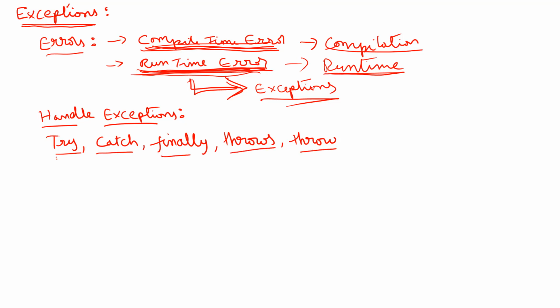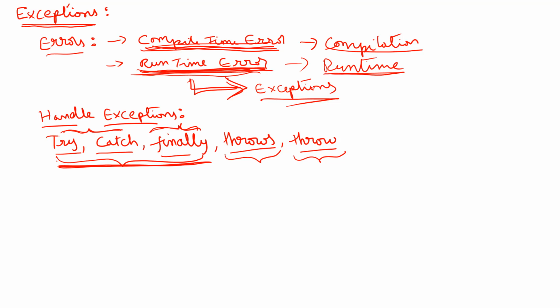Out of these 5 keywords, these 3 belong to one group, and these two belong to another. Out of the first group, try and catch are compulsory ones, and finally is an optional one. So try and catch are compulsory when we are handling exceptions, and finally we can have as an optional one. So how do we handle the exceptions? Let's see with the first one: try, catch, finally.